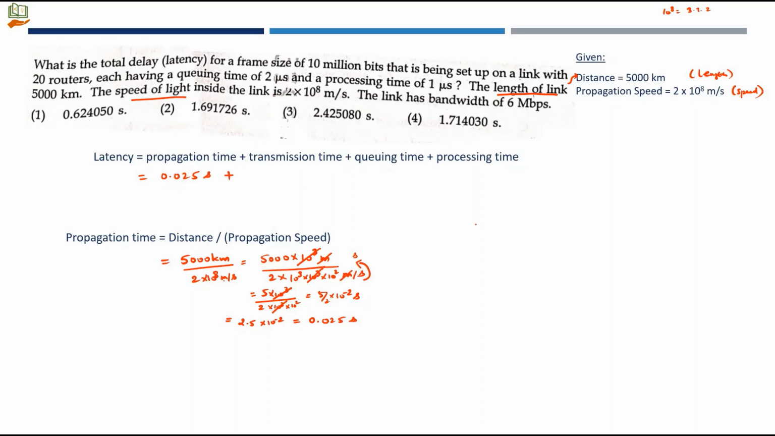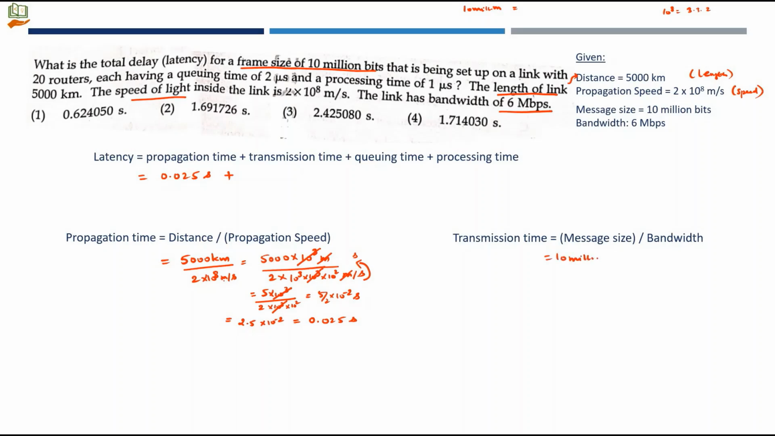Next we are going to calculate transmission time. It is the value of message size divided by bandwidth. Message size is equal to 10 million bits. So it is taken from frame size of 10 million bits and bandwidth is equal to 6 Mbps. This is directly given here. So first I will write this as 10 million divided by the bandwidth 6 Mbps.